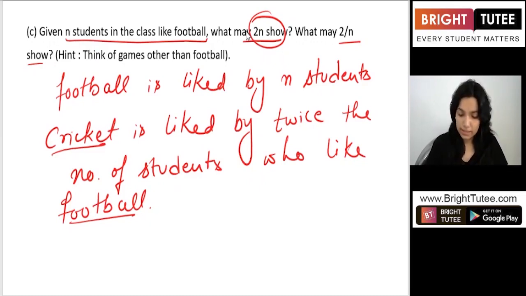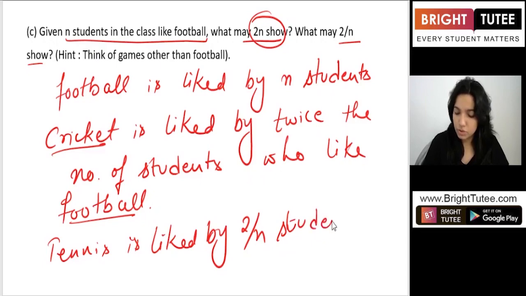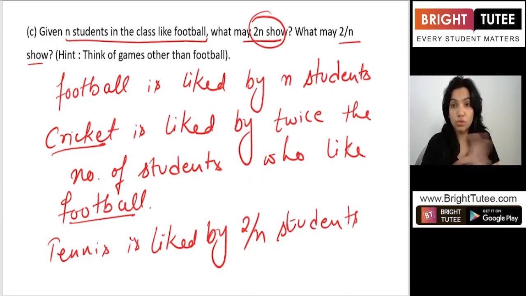Now let us say 2 over n. So let us say it is tennis. So tennis is liked by 2 over n students. So what is here 2n? So 2 over n is 2 divided by the number of students that like football. So I hope this is clear how we have written down the relations of the students with respect to the given number of students who like football.